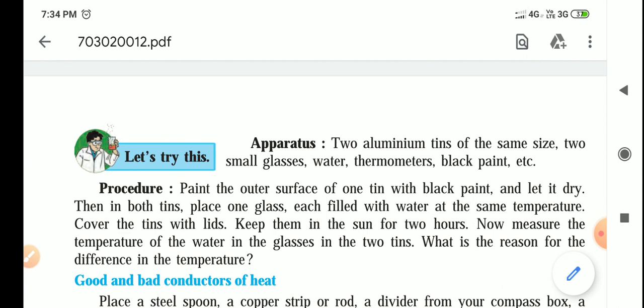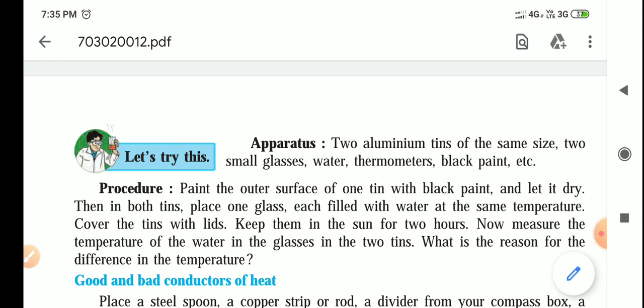What are the apparatus needed for this experiment? Two aluminum tins of the same size, two small glasses, water, thermometers, and black paint. And what is the procedure? Paint the outer surface of one tin with the black paint and let it dry. Then place one glass in each tin, filled with water of the same temperature. Now cover the tins with the lids and keep them in the sun for 2 hours.